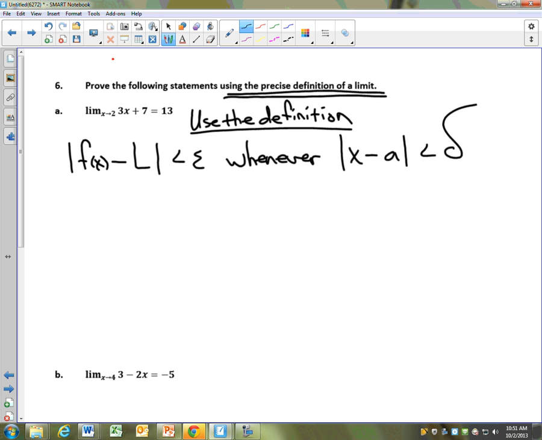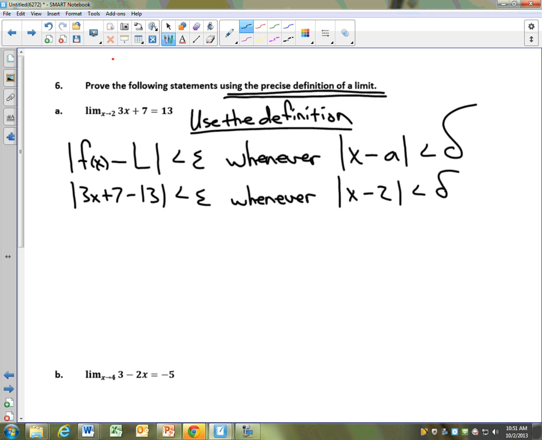Okay, so, no, Larry, we cannot switch the A. The A is what it is. So what I do is this. I first fill in the pieces right here. What is f of x? 3x plus 7 minus, what's the limit? 13 is less than epsilon, whenever the absolute value of x minus 2 is less than delta.